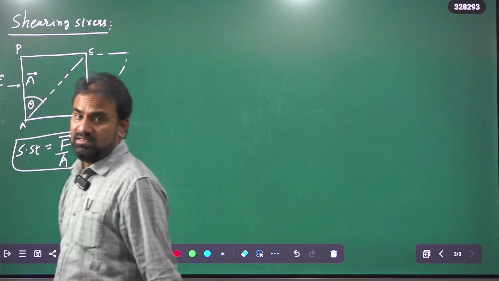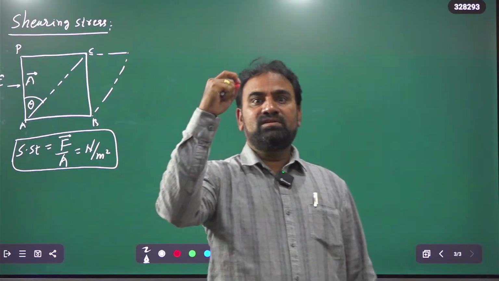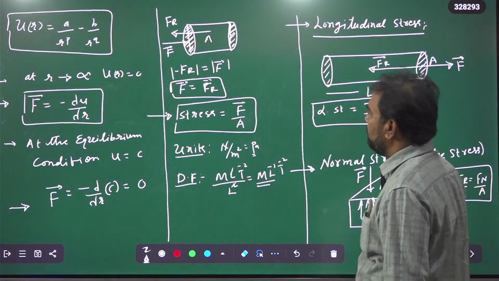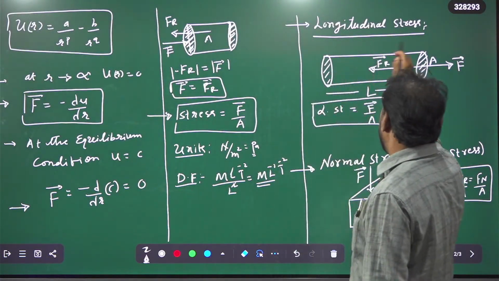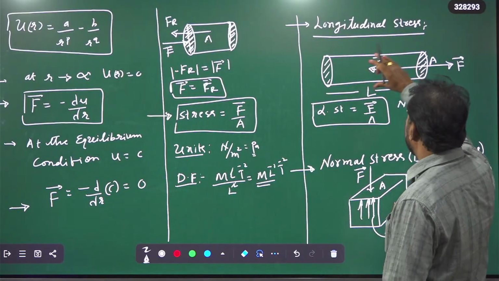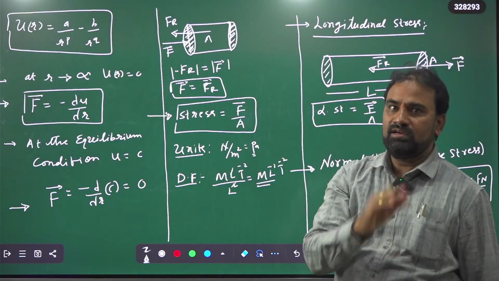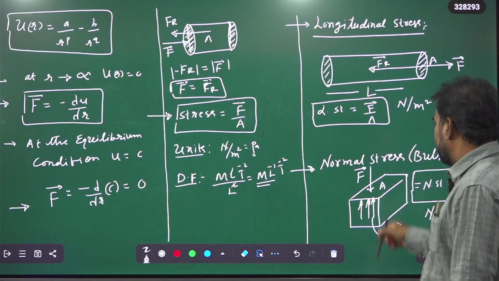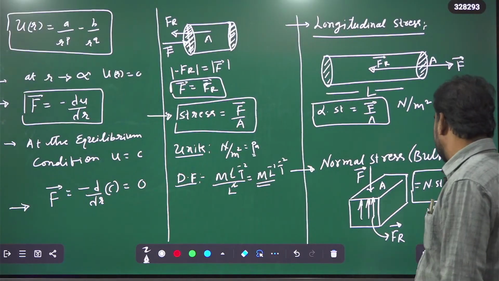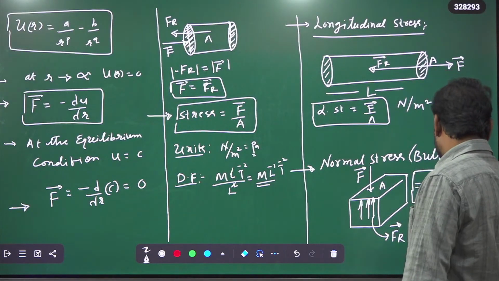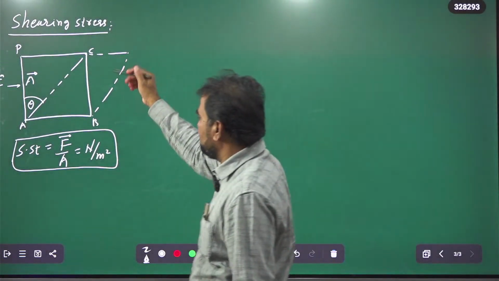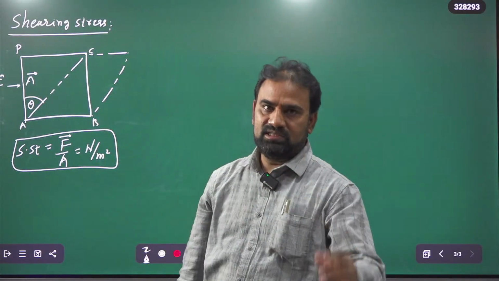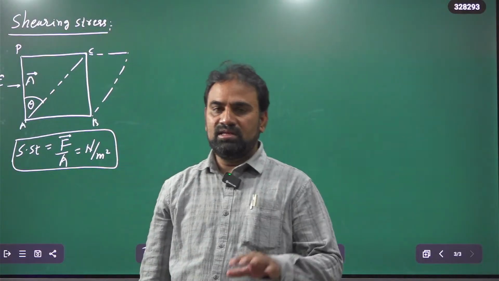Is it clear? What is stress? The normal reaction force acting per unit area is called stress. It is of how many types? It is of three types. First one is the longitudinal stress. The stress which is acting along the length of an object is called longitudinal stress. Second one is the normal stress or bulk stress. The stress which is acting normal to the object is called the normal stress. Next one is shearing stress, the stress which changes the shape of an object is called the shearing stress. Okay, is it clear? That is called stress.